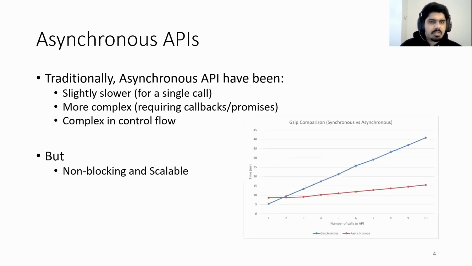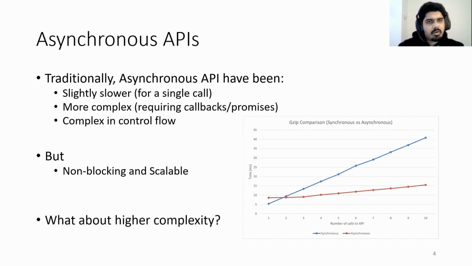If we compare the performance of a synchronous and asynchronous API, we can see that as the application scales up, asynchronous APIs perform much better. This is a plot of the number of API calls on the x-axis versus the time it takes to get back the response on the y-axis. As we can see, a synchronous call is slightly faster for a single call, but as the number of calls goes up, the asynchronous API is much faster. It completes 10 calls in about 10 milliseconds compared to about 40 milliseconds for the synchronous version.